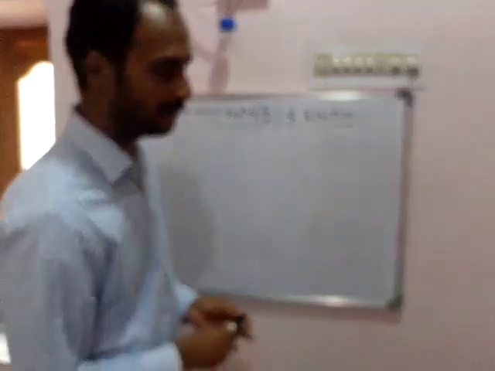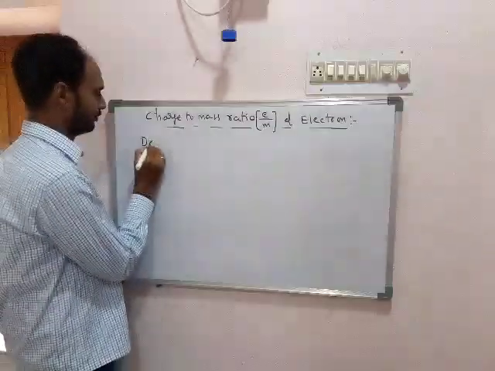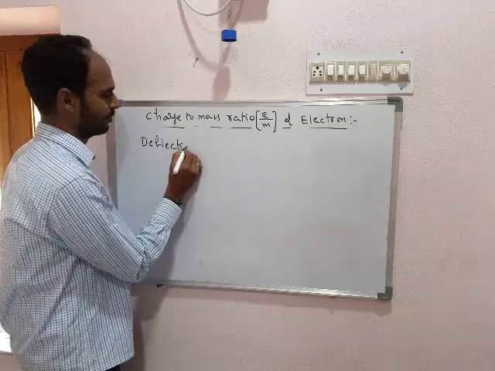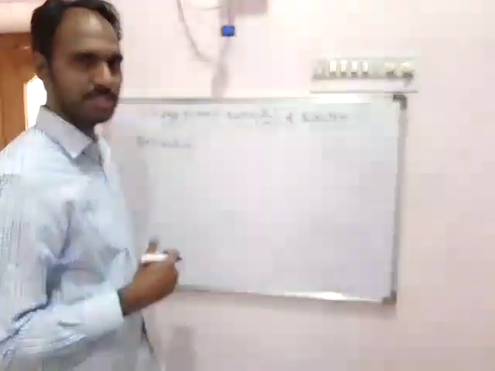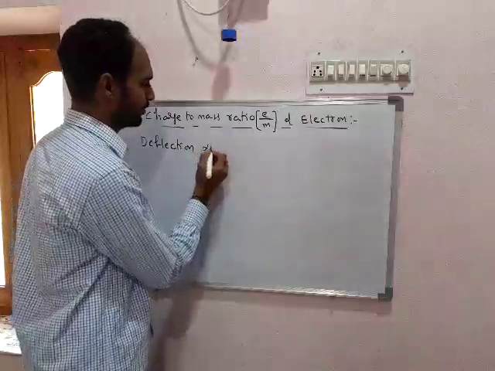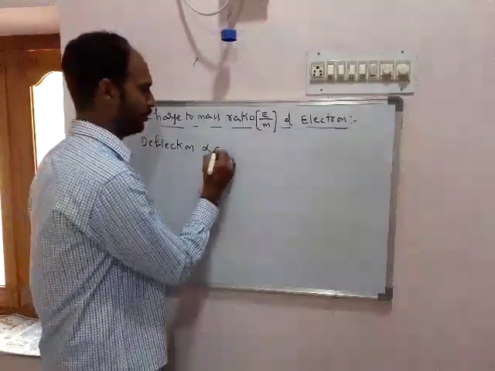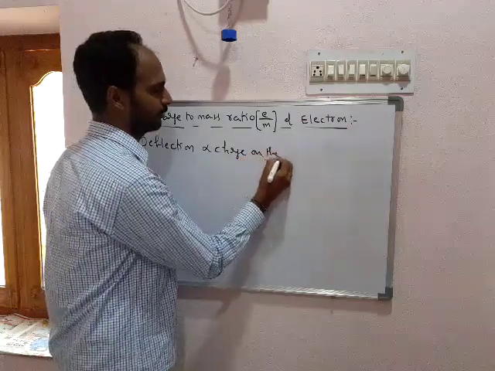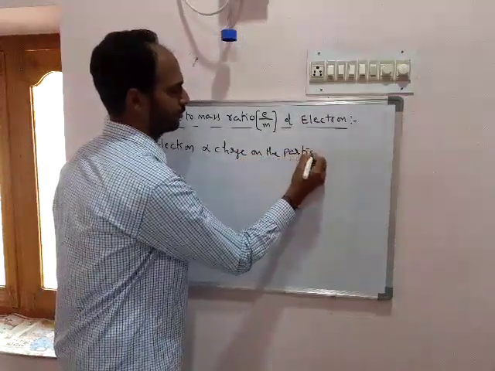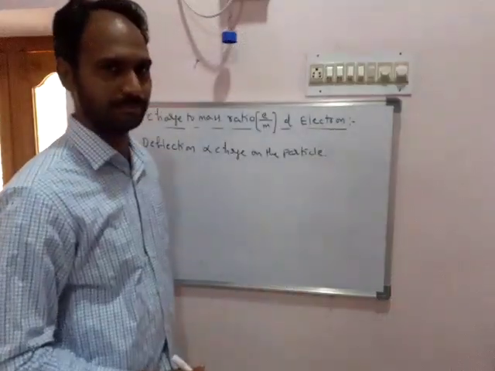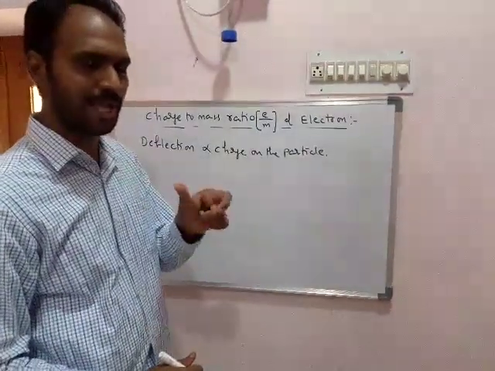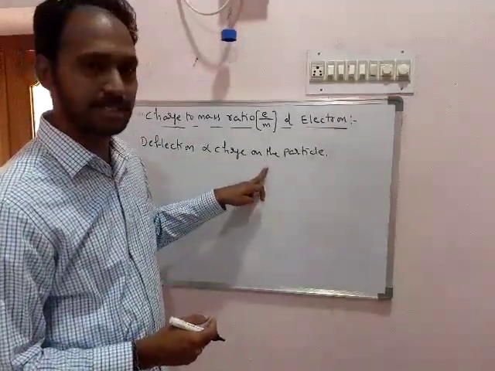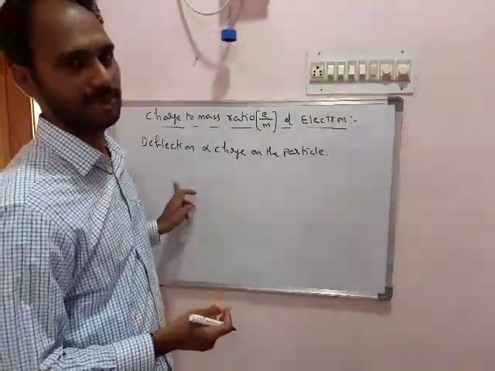The observations are: the deflection of these particles is always directly proportional to the charge on the particle. This means that in cathode rays, or any rays, if the charge of the particle is higher, the deflection will be greater.